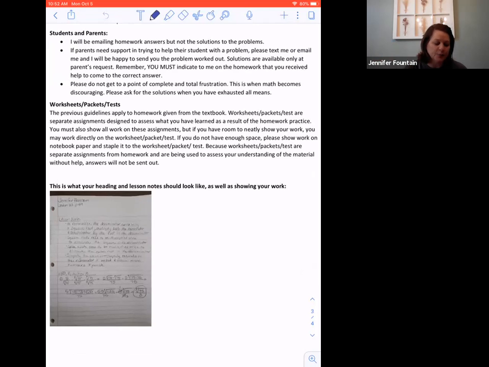Worksheets, packets, and tests. The previous guidelines apply to homework given from the textbook. Worksheets, packets, and tests are separate assignments designed to assess what you have learned as a result of the homework practice. You must show all work on these assignments, but if you have room to neatly show your work, you can work directly on the paper. If you don't, you'll need separate notebook paper. The main thing is neatness and organization.